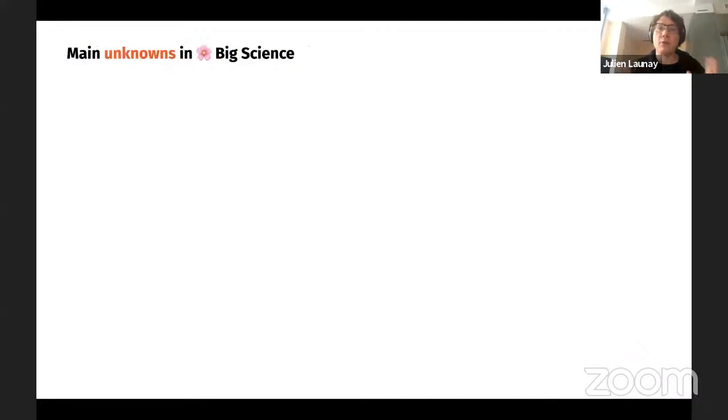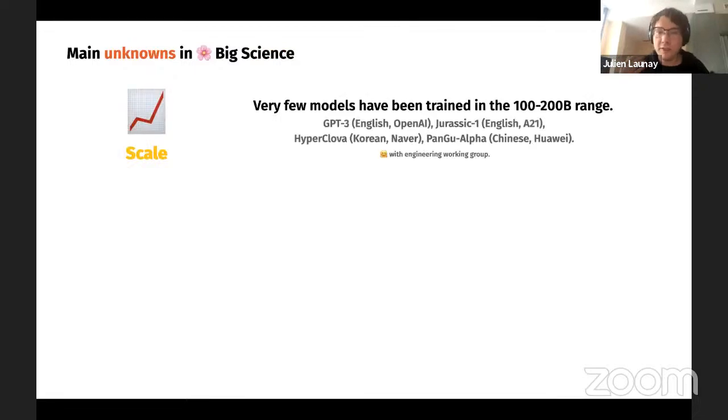So this talk will be structured around 3 of the main unknowns in BigScience and how we are trying to tackle them. The first one is scale, because very few models have been trained in the 100 to 200 billion range. Essentially, you have GPT-3 of OpenAI, Jurassic-1 of AI21 very recently, HyperClova in Korean of Naver, and PanGu-Alpha in Chinese of Huawei. And none of these models have been trained in the open.